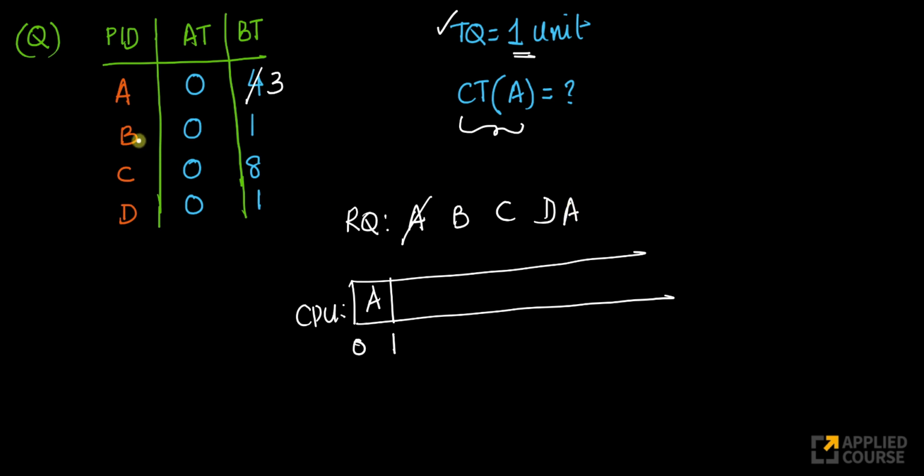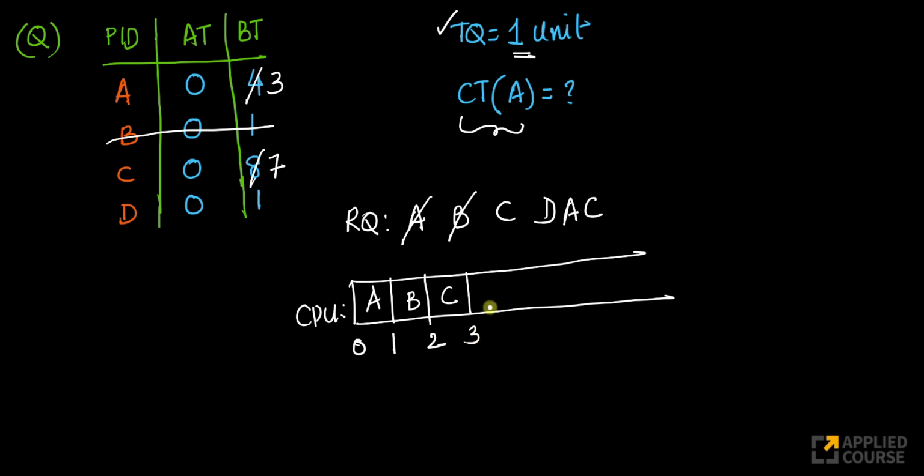Next, B. In the queue, we have B. B requires only 1 unit of time, so B completes very quickly. B is completed now. What about C? C requires 8 units of time. B is complete, so we don't add it back to the queue. We give C 1 unit of time, 7 more units left. So C gets added to the back of the queue.